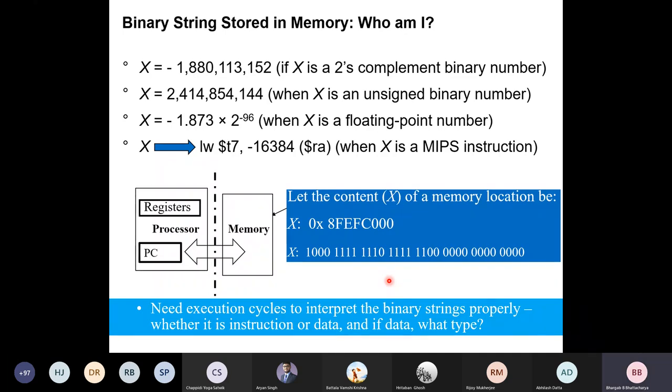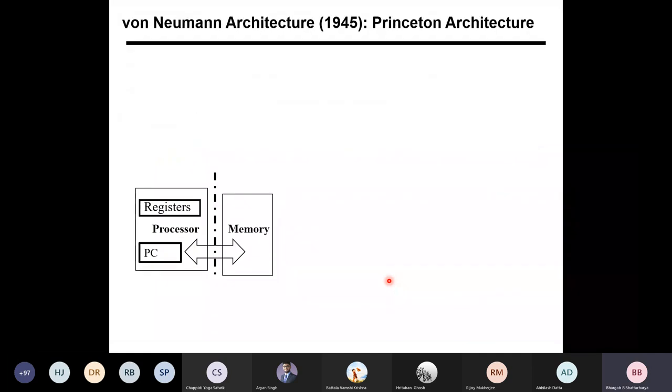So I think you have appreciated the challenge, and now we are trying to discuss the solution to it. All right. So von Neumann architecture, this is also known as Princeton architecture, introduced by John von Neumann. This is a stored program concept.